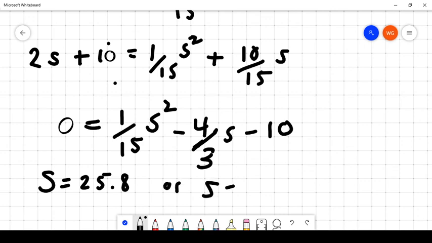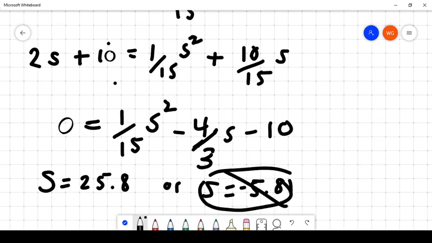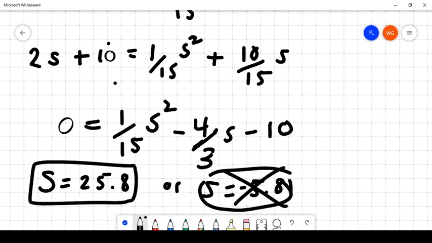or S equals negative 5.81. Now, I don't know about you, but a machine that could finish filling a case in negative amount of time would be quite handy, but that's impossible. So that answer is not applicable. And now we have our answer. That machine A, therefore, would take 25.8 minutes to fill a case on its own, and machine B would take 35.8 minutes, because remember, machine B is S plus 10, okay, which is 35.8.